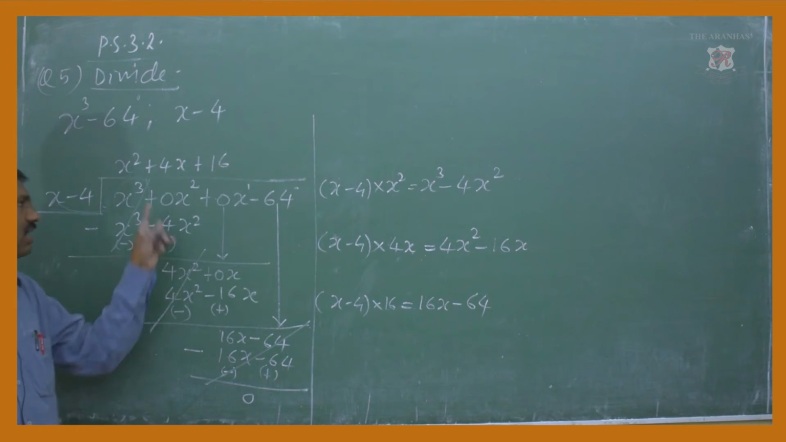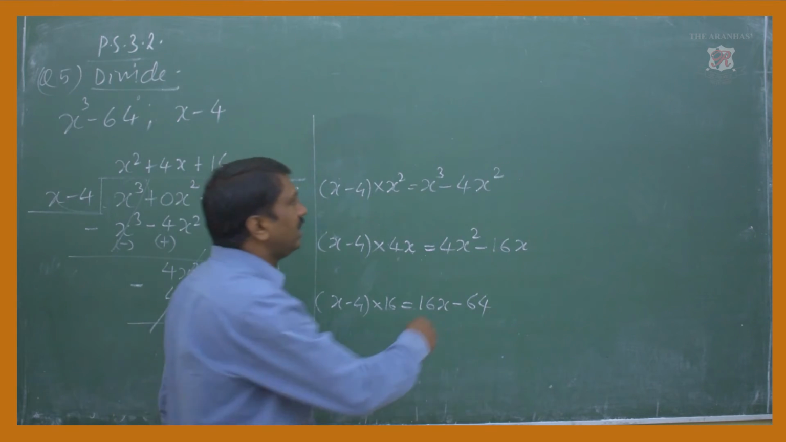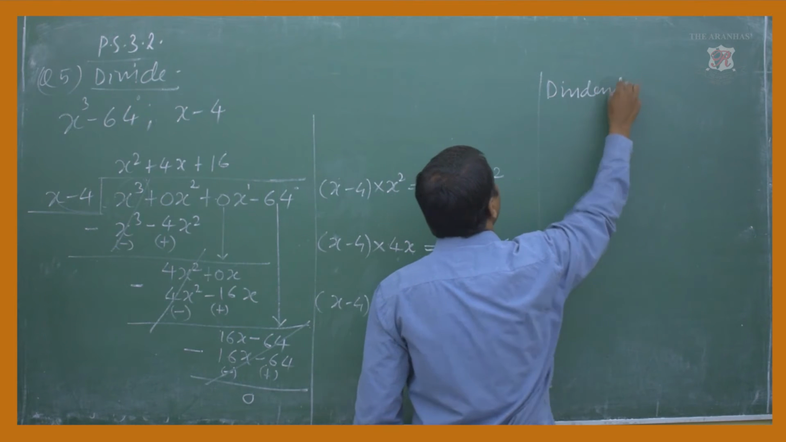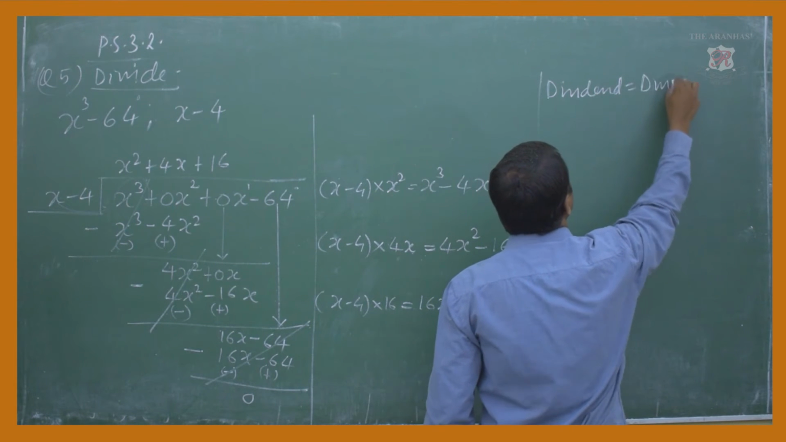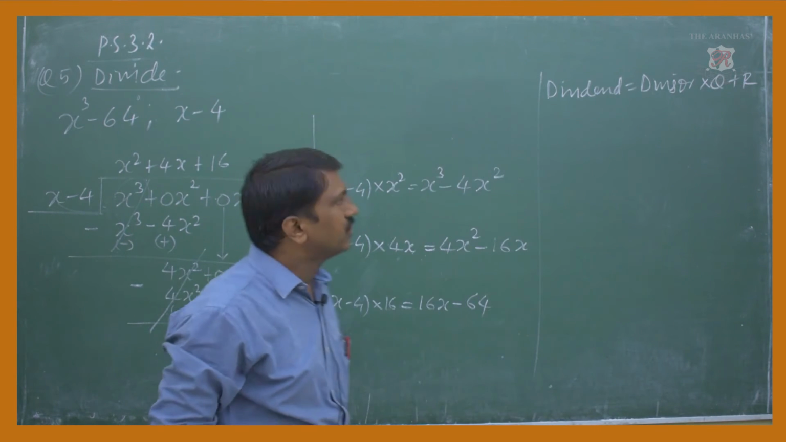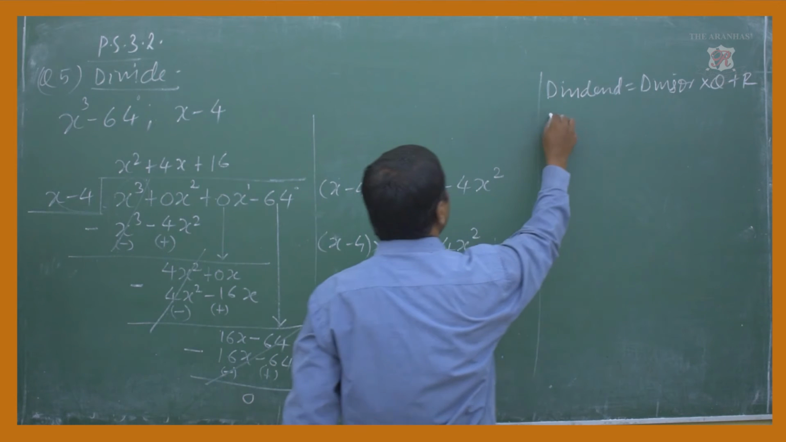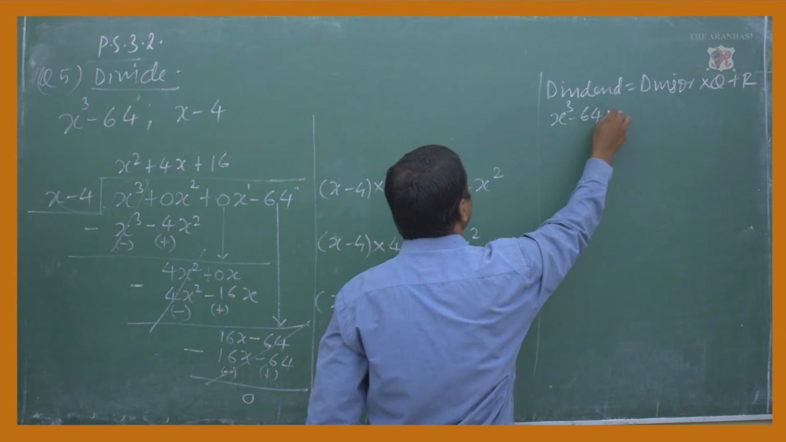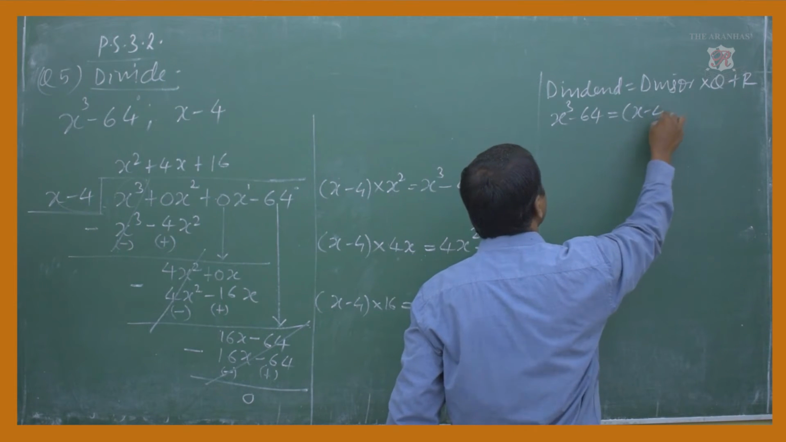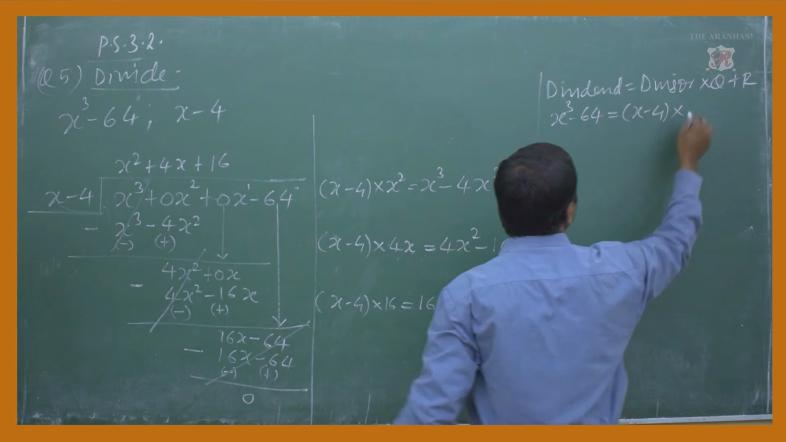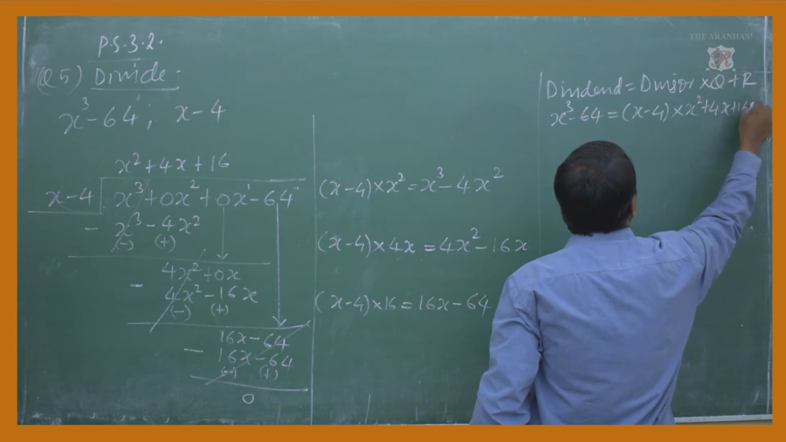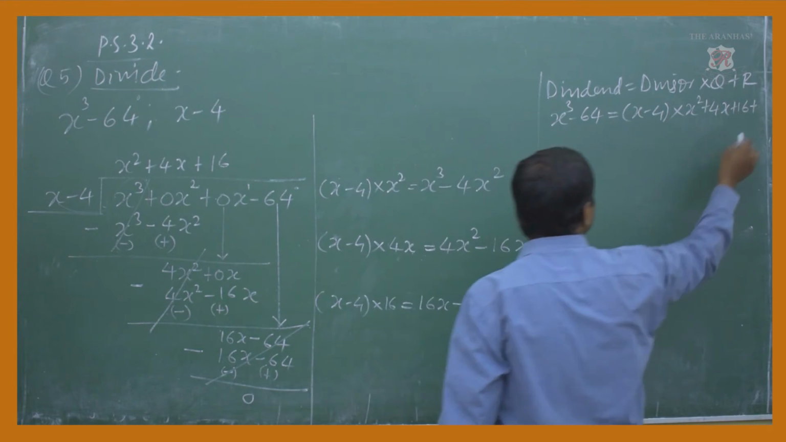The question is, write your answer in the form of dividend. So here we are going to write, they said write in the form of dividend is equal to divisor multiplied by quotient plus remainder. So which is the dividend? Here we have x cube minus 64, which is equal to the divisor, that is x minus 4, into the quotient we get, that is x square plus 4x plus 16, and plus the remainder we get, that is 0.